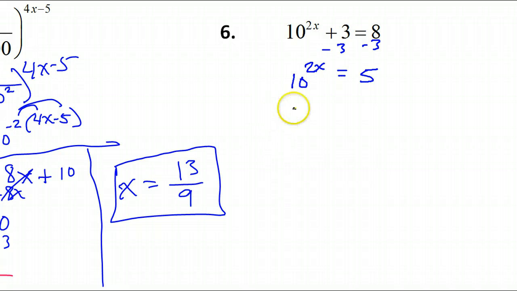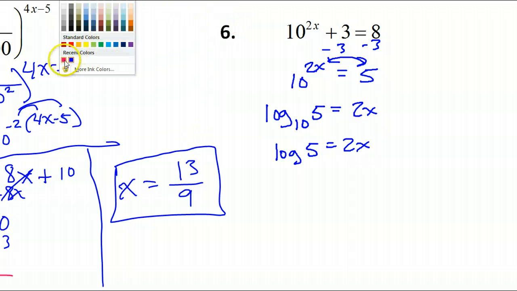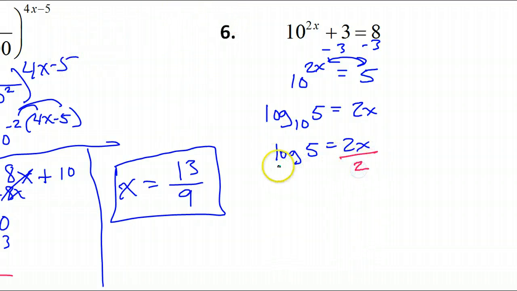So in log form, start with a base of 10, okay, and I would have log base 10. And then the rest of it will switch sides. So that would be log base 10 of 5 is equal to 2x. Now, of course, we don't really need to write the base 10. So this would just be log 5 is equal to 2x. And we are trying to get x by itself. So our next move would be to divide both sides by 2. So those are going to cancel out.